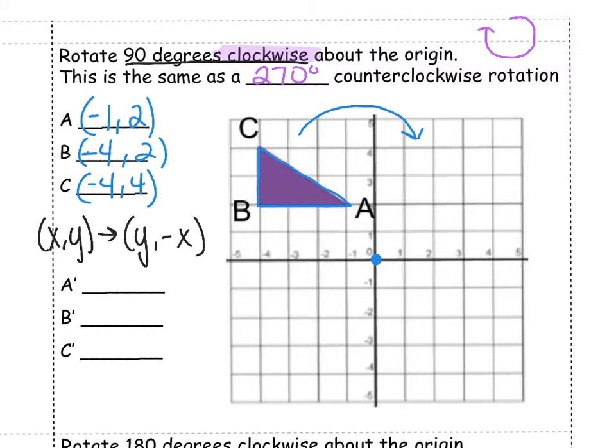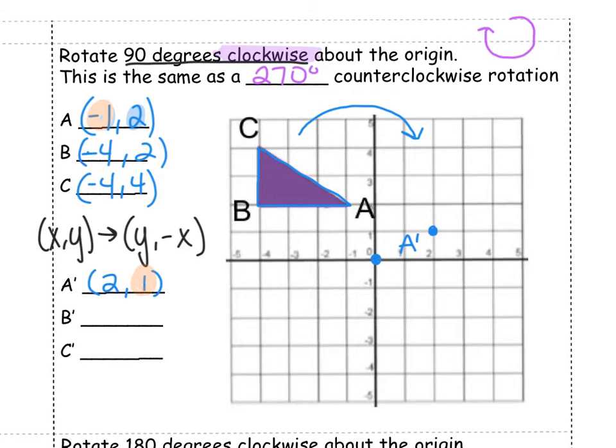So if we think about what this looks like, A is going to rotate over to this point here, and it will become A prime. Notice A prime is at the point 2, 1. My x and my y flipped locations, and then my y, or my x value, became opposite. And we're going to do this with all of our points.